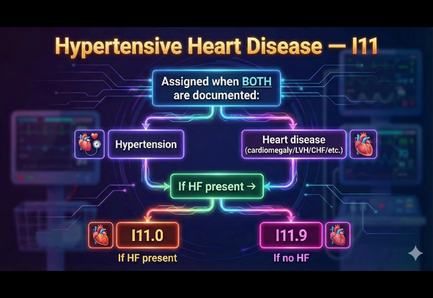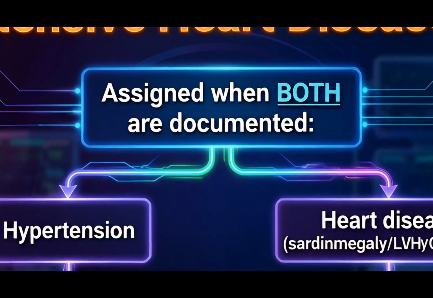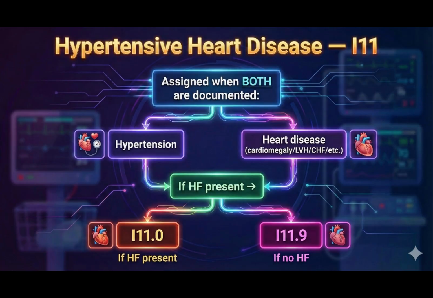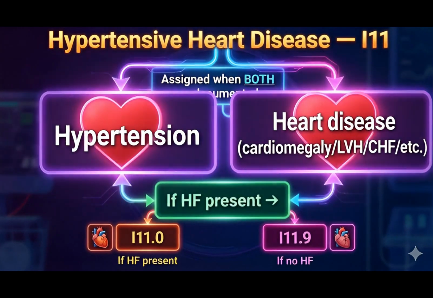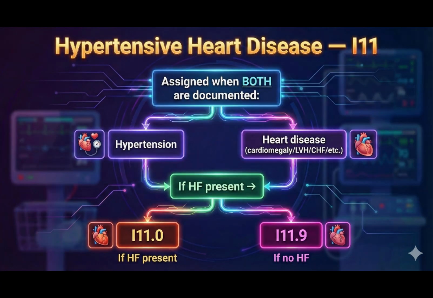Hypertensive heart disease, I11. Next, let's look at hypertensive heart disease, which falls under the I11 category. This code is used only when both hypertension and a heart condition are documented together. The provider must clearly document hypertension and a form of heart disease, such as cardiomegaly, left ventricular hypertrophy, LVH, congestive heart failure, CHF, or any other related cardiac condition.